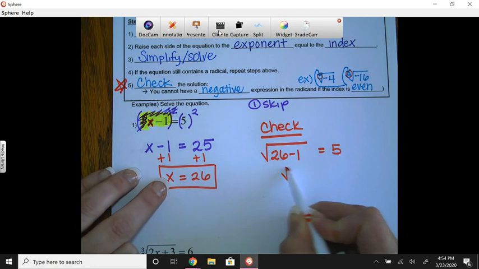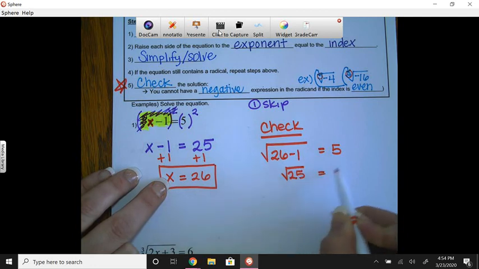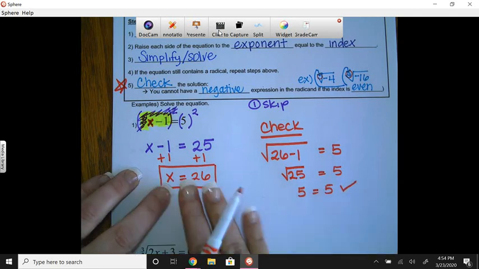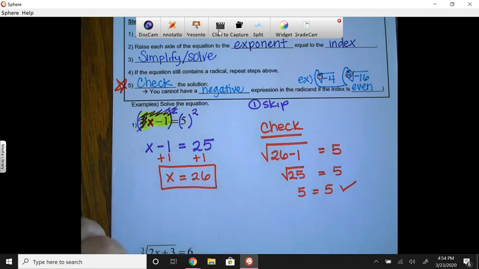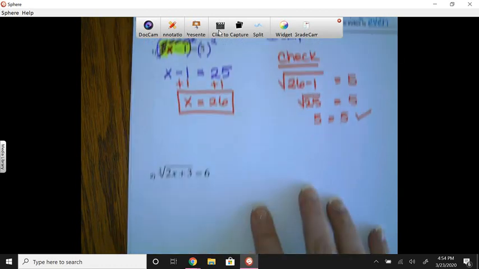So again, this is not optional. We have to do a check step. And then once it works, then we know our answer is not extraneous. So let's go ahead and try example 2.